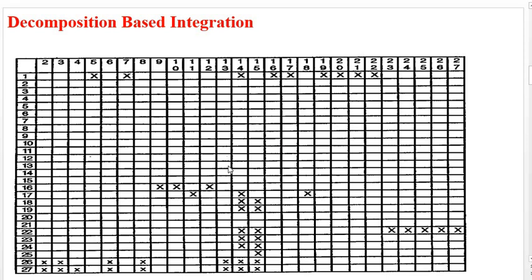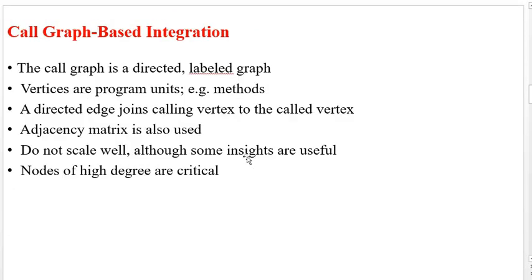With reference to this adjacency matrix, we are able to construct the call graph. First, we can understand call graph based integration. This call graph is a directed labeled graph. In this, vertices are program units, for example methods. A directed edge joins the calling vertex to the called vertex. The edge starts from the calling vertex and ends at the called vertex.